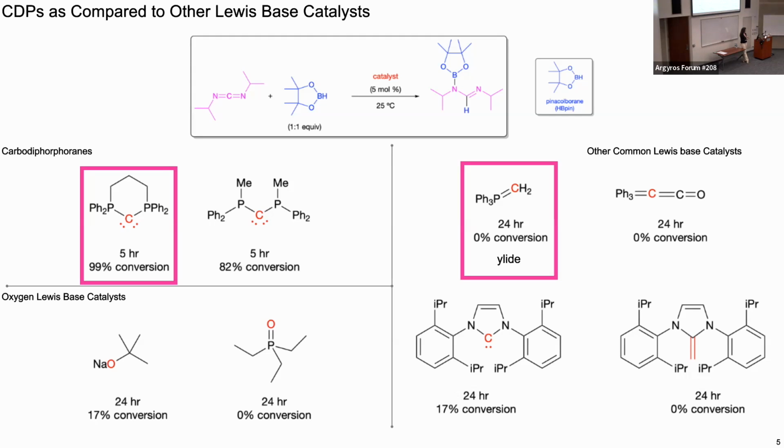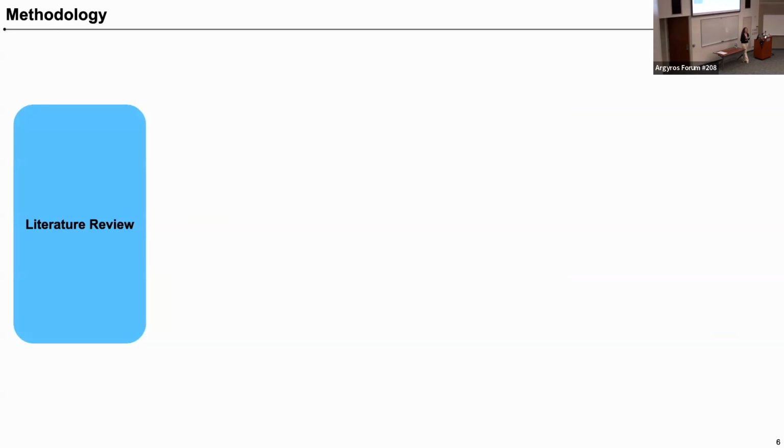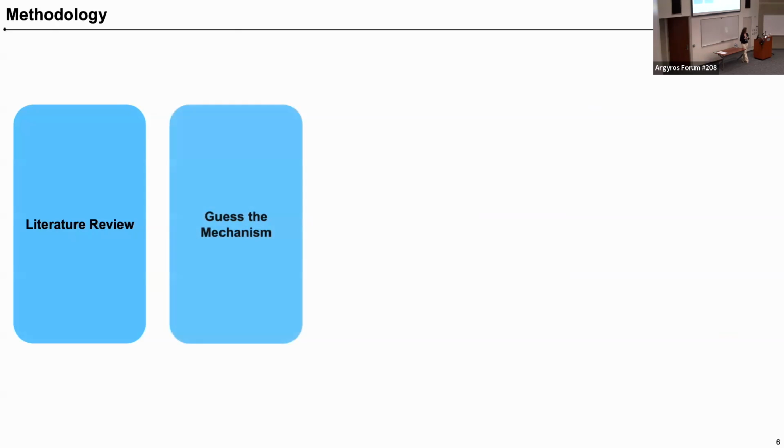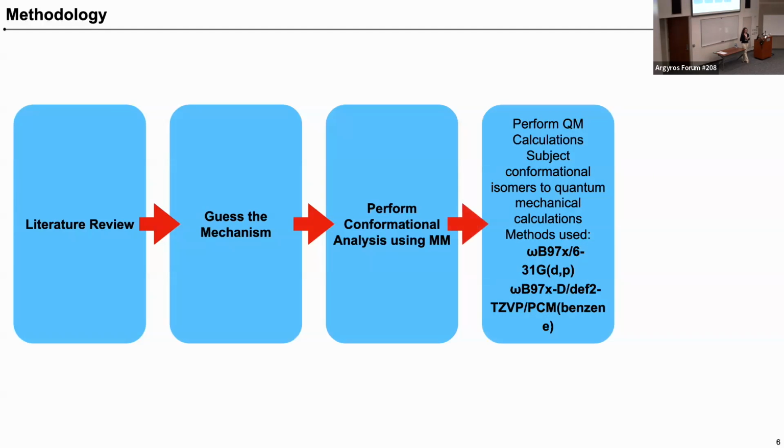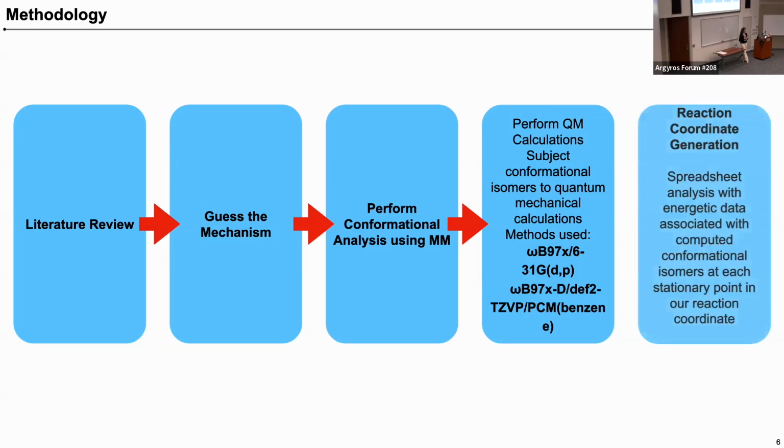So yeah, here's my general methodology. I began with a literature review. Then, using chemical intuition as well as the literature review, I guessed the mechanism for this reaction. I then performed conformational analysis in molecular mechanics using the OPLS 2005 force field. And then I brought these structures to higher level quantum mechanical calculations to refine the geometries, get more accurate electronic energies, as well as accurate atomic charges. And then lastly, I did some spreadsheet analysis to generate a reaction coordinate diagram using the associated energies from the quantum mechanical calculations.